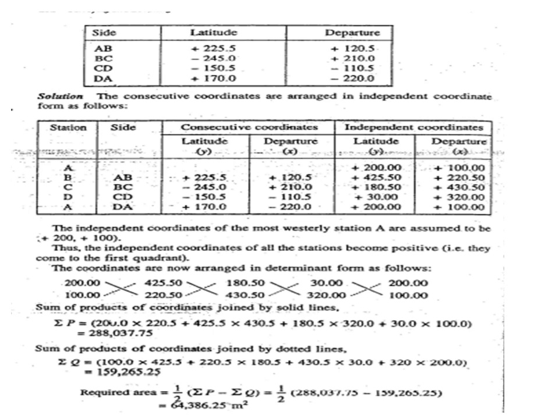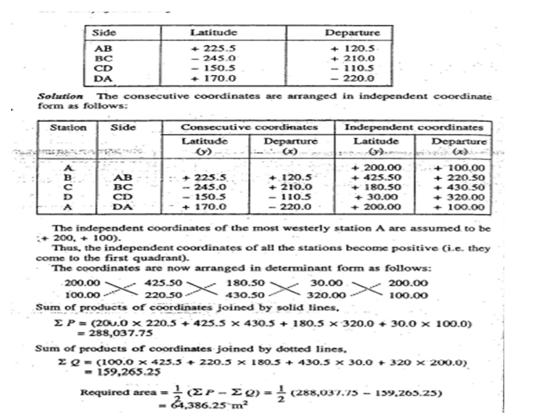That is 200, 100. First of all, you have to enter along the row the latitude values, or the independent coordinates, of A, B, C, D, and A. Similarly, arrange the departure values of stations A, B, C, D, A in the next row, that is 100, 220.5, 430.5, 320 and 100. Then we have to draw the continuous lines and dotted lines as shown in the diagram.